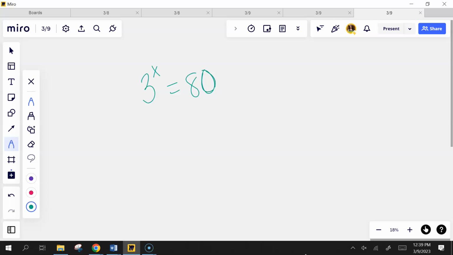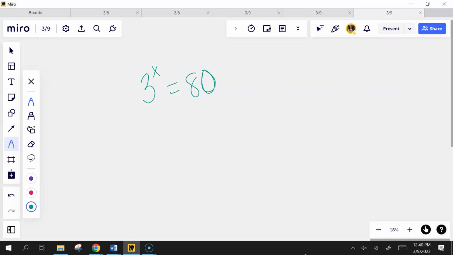So yeah. This is the second part. What's the problem here? There is no way that I can write both 3 and 80 with the same base. Do you agree? That's if I have a log. But you're right. I'm going to use a log. You're exactly right. I'm going to use a log.